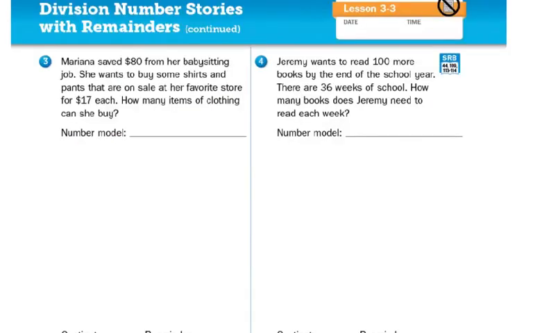All right, let's continue on to page 78. Page 78. Mariana saved $80, circle that, from her babysitting job. She wants to buy some shirts and pants that are on sale at her favorite store for $17 each. Circle 17. How many items of clothing can she buy? The number model would be $80 divided by $17 per item. And I'm going to put C for clothing. It's a lowercase letter to represent the variable, what we're solving for.